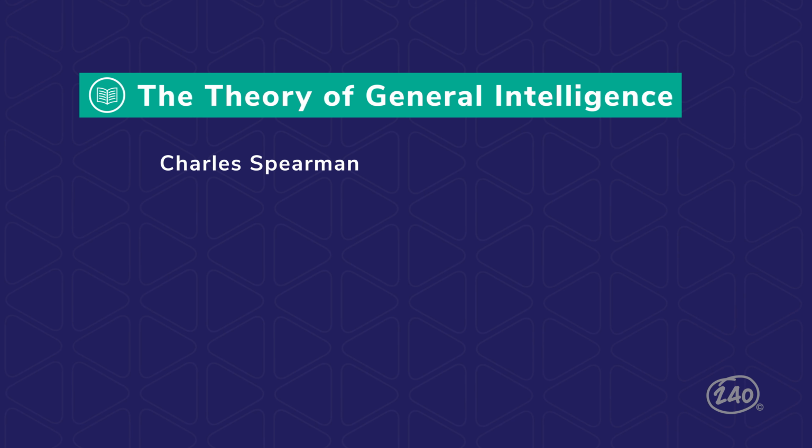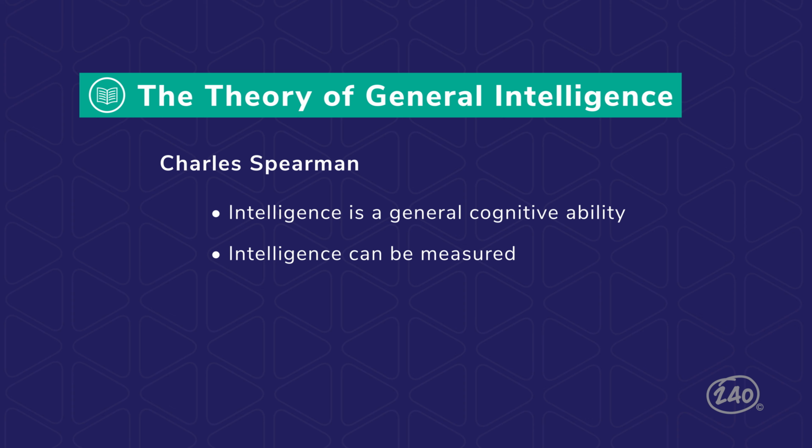The theory of general intelligence, developed by Charles Spearman, used the term G factor to refer to general intelligence. Spearman used a wide range of aptitude tests to argue that intelligence is a general cognitive ability. In other words, it can be measured.